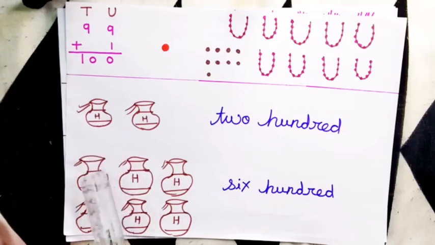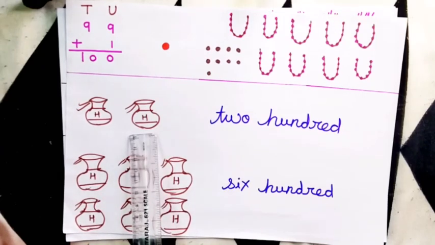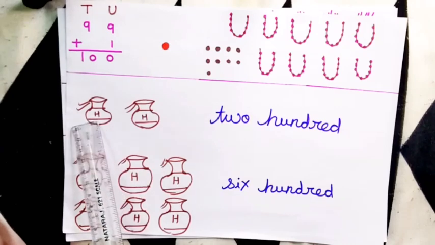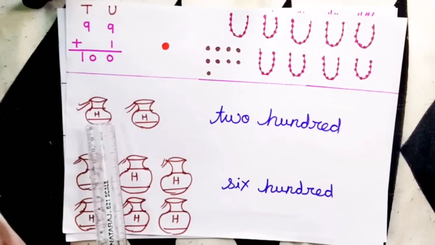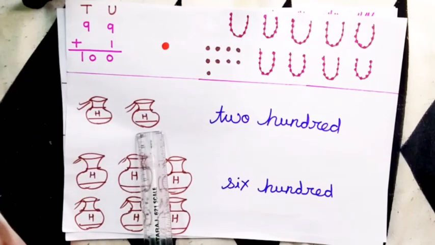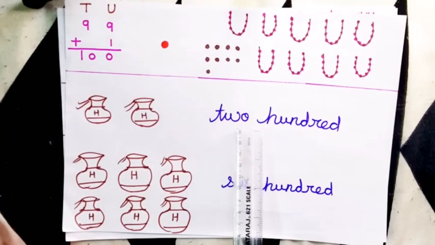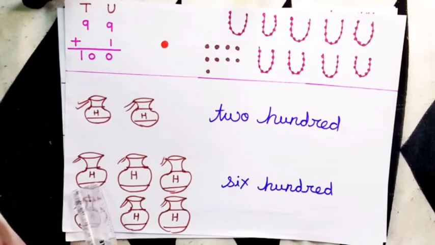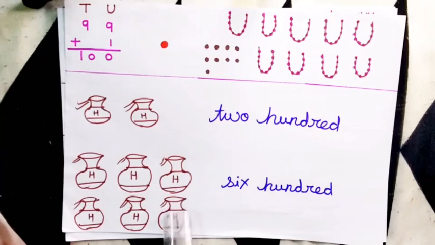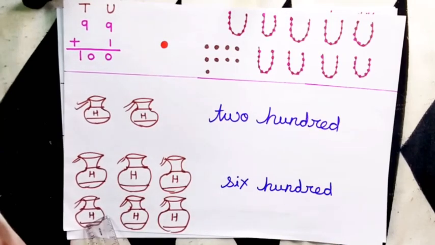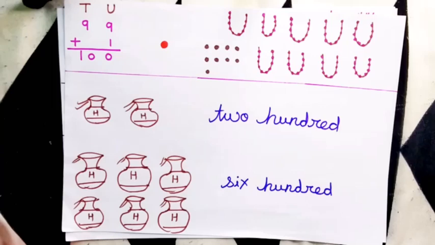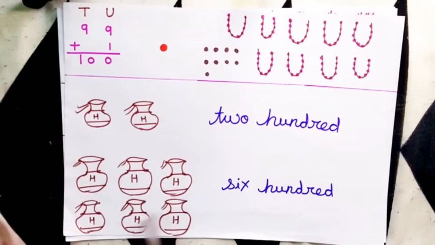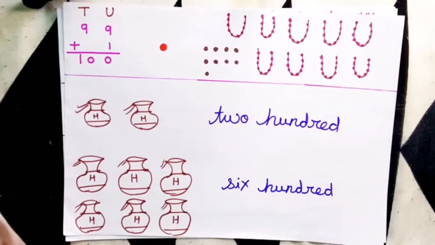Now, look here, pots are there. In one pot, 100 beads are there. 100 plus 100 beads. So, we can say that we are having 200 beads. Now, count the pots. 1, 2, 3, 4, 5 and 6. In one pot, 100 beads are there. So, we can say we are having 600 beads.